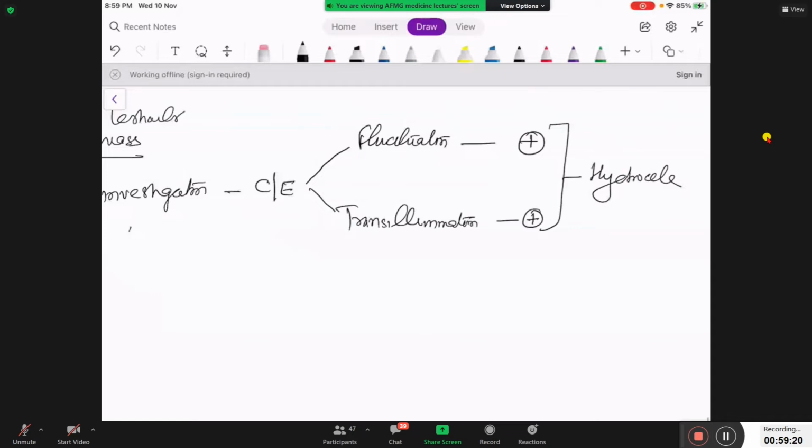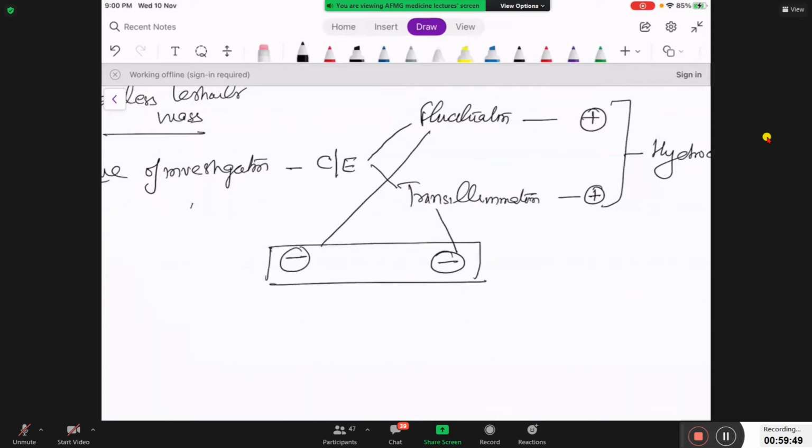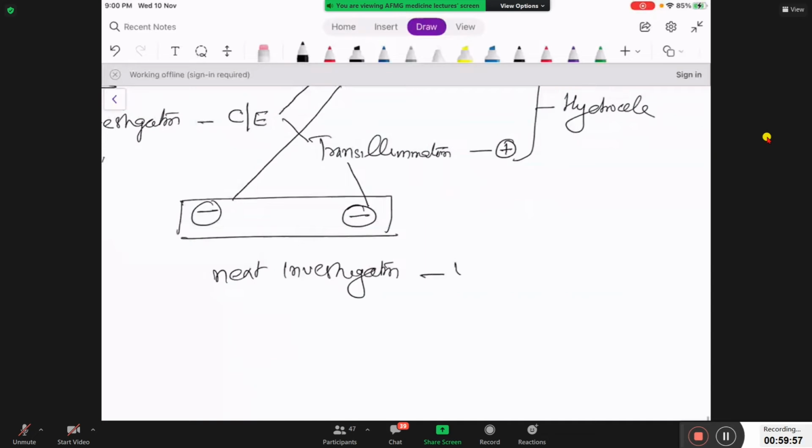Right? If it is non-fluctuant, if it is non-trans-illuminant, a swelling will be non-trans-illuminant when it is solid. When the swelling is solid, it will not transmit light. Right? So in these situations, the next investigation you are going to do is ultrasound scrotum.